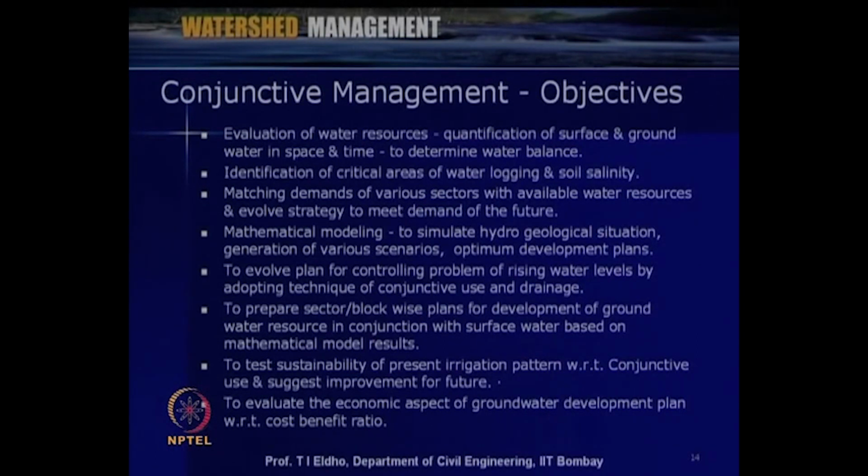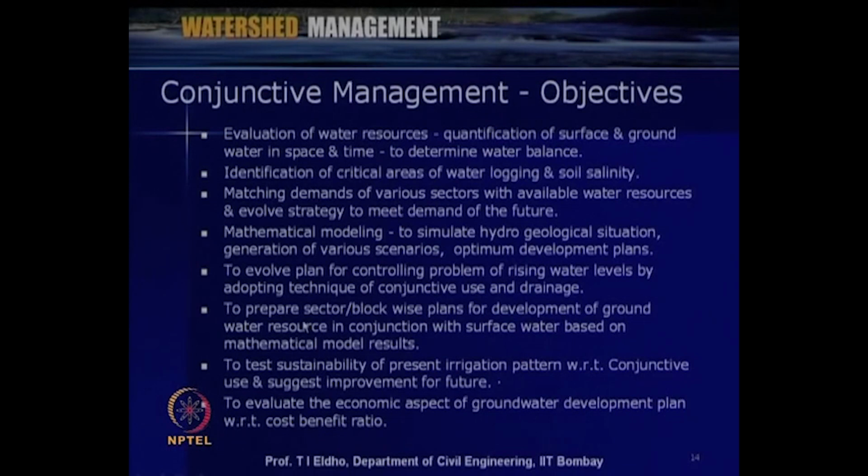Through mathematical modeling we can simulate various situations and scenarios. So, mathematical modeling to simulate hydrogeological situations, generation of various scenarios, and then we can go for optimum development plans. So, mathematical models have an important role in conjunctive management plans. Then, to evolve a plan for controlling problems of rising water levels by adopting the technique of conjunctive use and drainage. So, wherever the waterlogging problem is there, we have to develop an appropriate drainage system, so that waterlogging can be reduced.